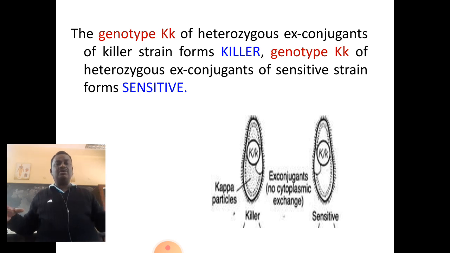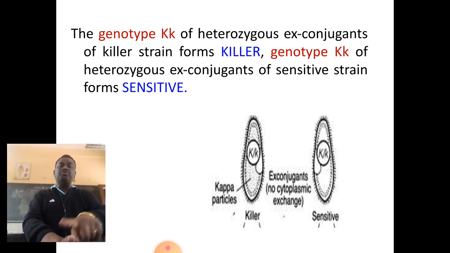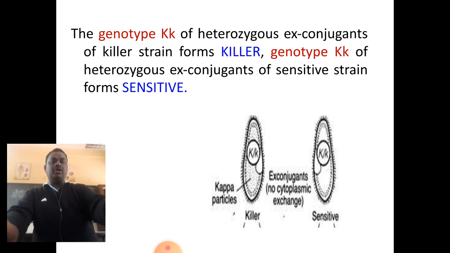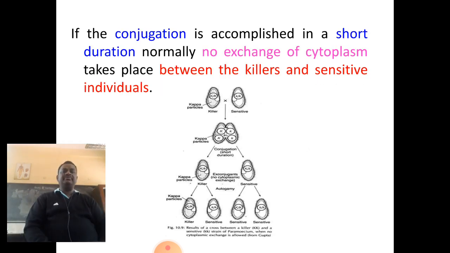So, after the ex-conjugation, we will look into the nuclear content with the similar genotype, but the cytoplasm is different, thus they also differ with the type of strain that they are. I repeat, capital K, small k is common for both the strains of ex-conjugants, but the killer strain will have in its cytoplasm the killer particles or Kappa particles. Cytoplasm of the sensitive does not have it. So, it remains a sensitive strain only. Now, these ex-conjugants further, when they undergo the binary fission process, form the daughter cells or daughter organisms that differ with the character again.